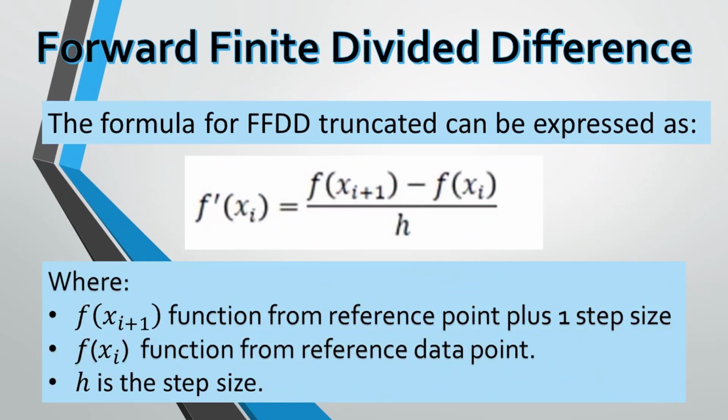The formula for FFDD truncated can be expressed as f prime of x sub i is equal to f of x sub i plus 1 minus f of x sub i all over h, where f of x sub i plus 1 is the function from the reference point plus 1 step size, f of x sub i is the function from the reference data point, and h is the step size.